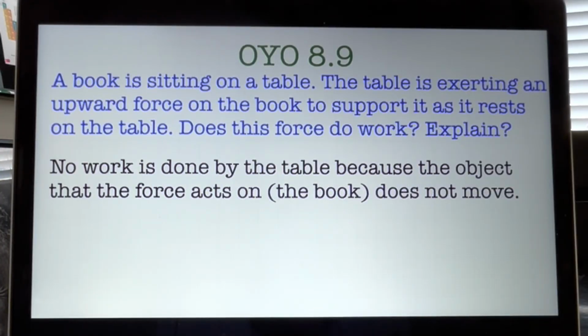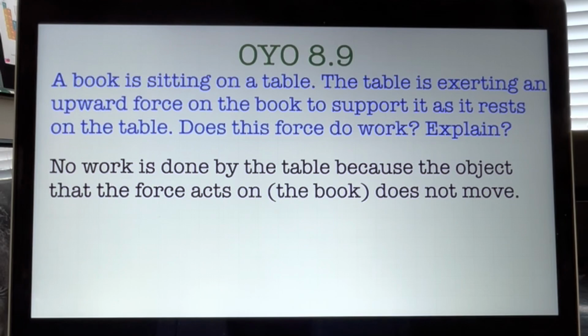On your own 8.9. A book is sitting on a table. The table is exerting an upward force on the book to support it as it rests on the table. Does this force do work? And explain. No. No work is being done by the table because the object that the force acts on, the book, is not moving. Remember, in order for work to occur, a force acting in the same direction of motion must move an object a distance.